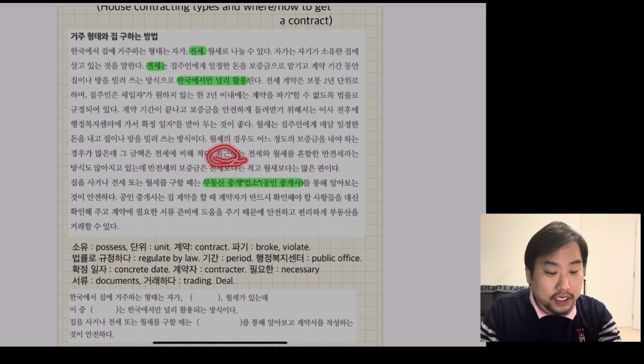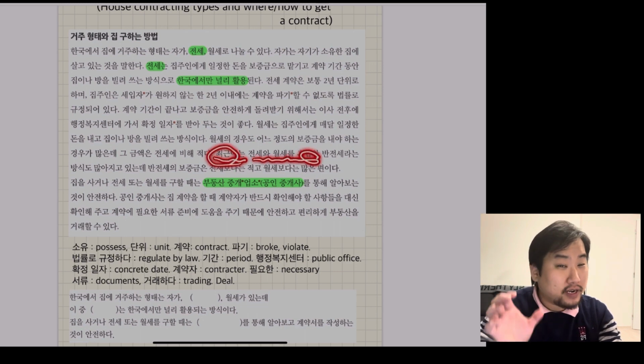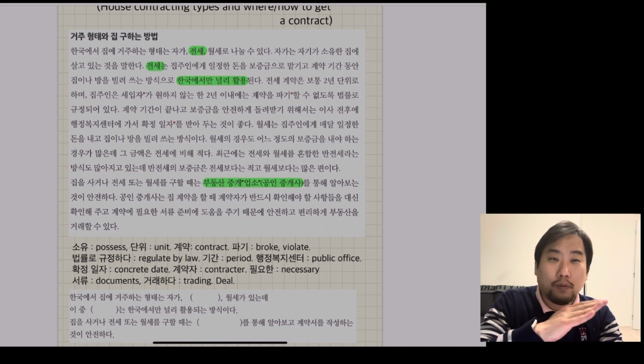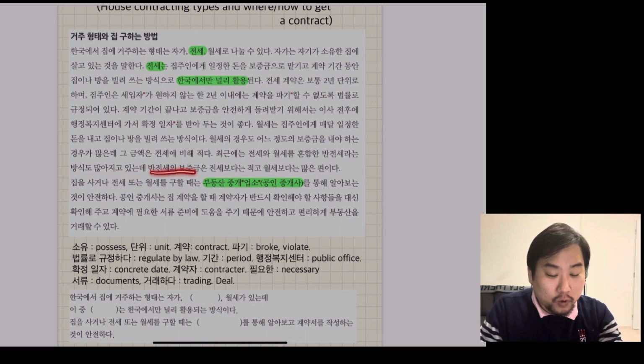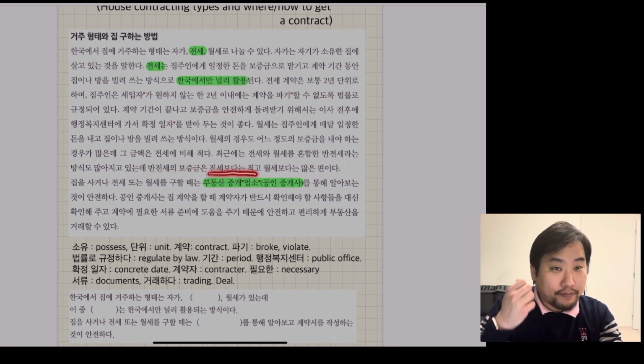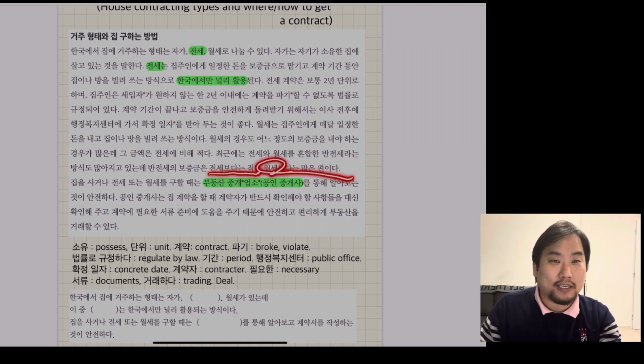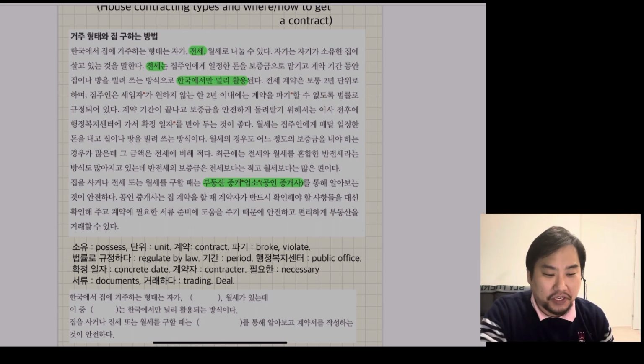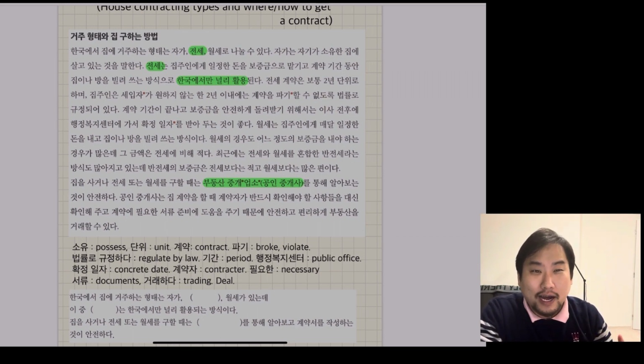최근에는, nowadays, 전세와 월세를 혼합한 방식. There is a blending, a mix of 전세 and 월세. 반전세. 반 is half, so half 전세라는 방식, method도 많아지고 있는, there is an increasing number of 반전세. 반전세의 보증금은 smaller than the previous one and much bigger than monthly pay. So 전세, 월세, and in between there is 반전세.